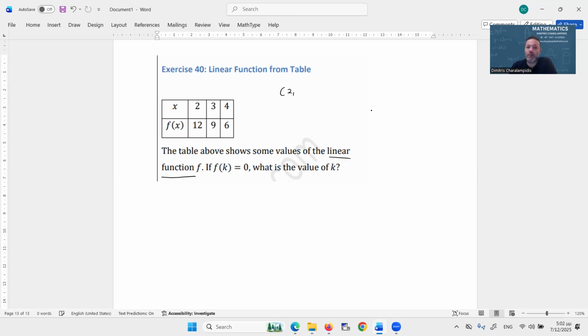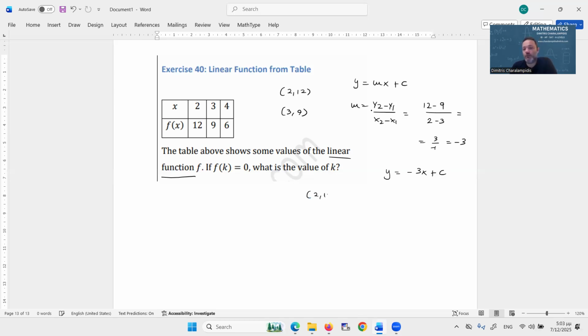2, 12, and 3, 9. Every line is given in this form mx plus c. The slope is given by the slope formula y2 minus y1 over x2 minus x1. Here that could be written as 12 minus 9 over 2 minus 3, which is 3 over negative 1, which is negative 3. So far y is negative 3x plus c.